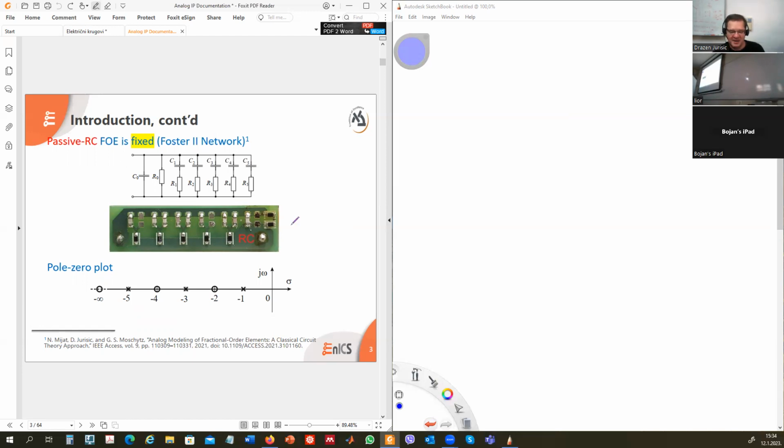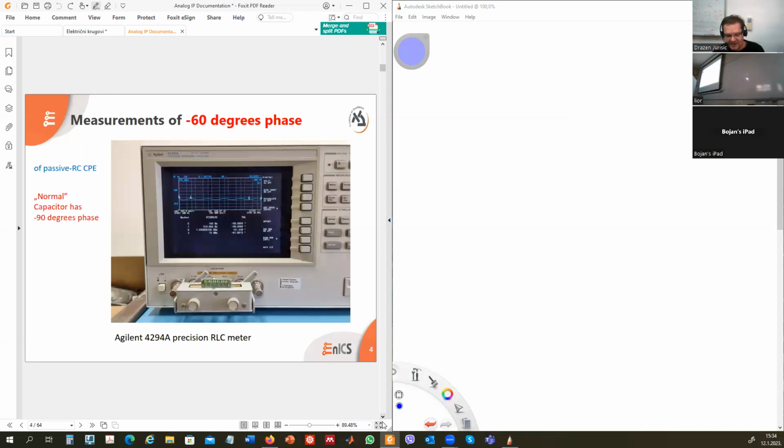This was produced by my student Andro. He was soldering it. And here is the zeros and poles, pole zero plot. They have to be alternating, and then you see here how it looks like. We have measured it with our RLC meter, Agilent, and you immediately see that this guy has 60 degrees phase. A normal capacitor has 90 degrees phase.